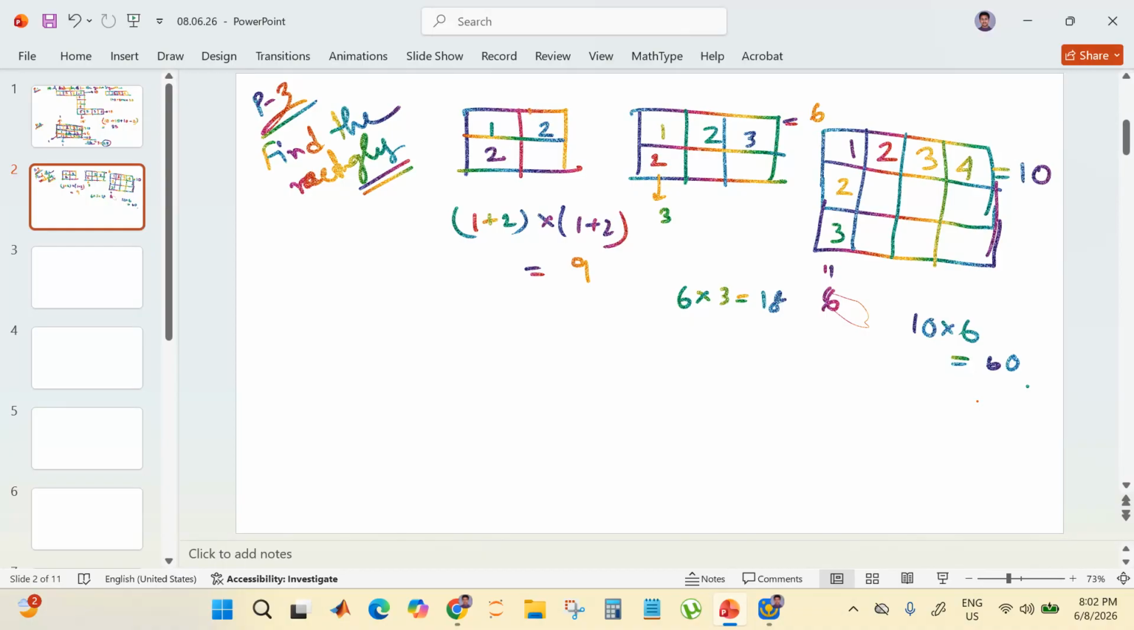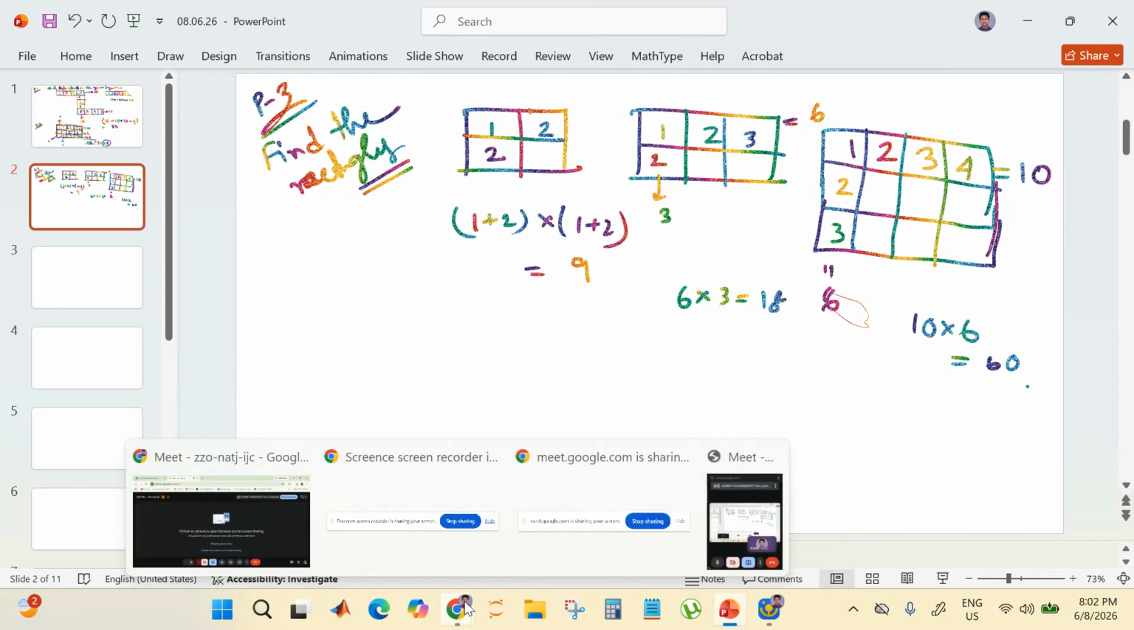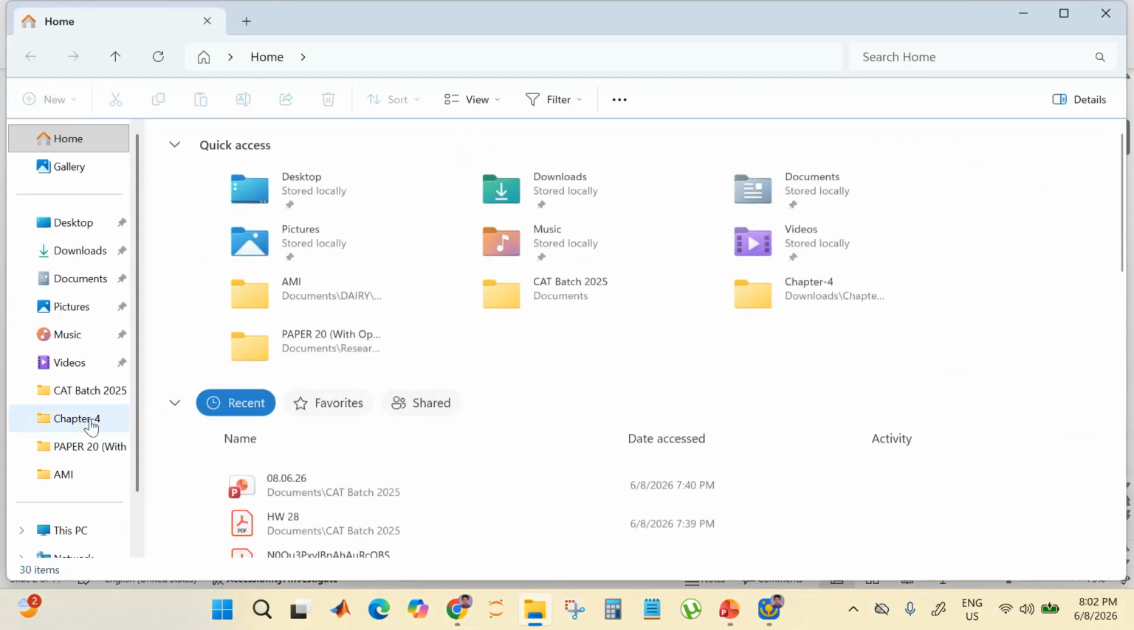So this is all about the rectangles. Very few questions are there for rectangles. Actually, rectangles are not commonly asked in exams. In the homework, you can find one or two different types of numericals. I will discuss them later on separately.